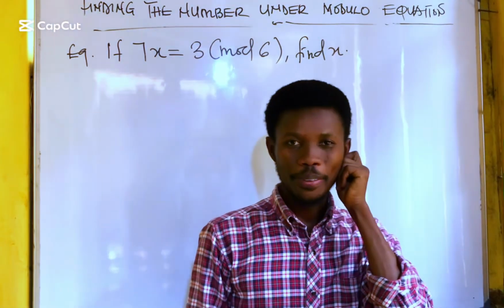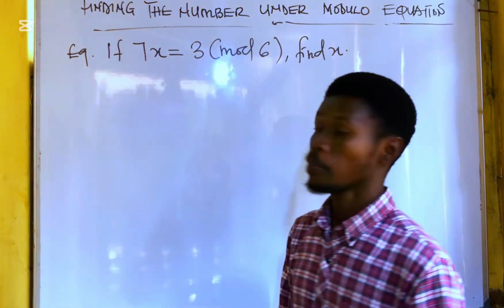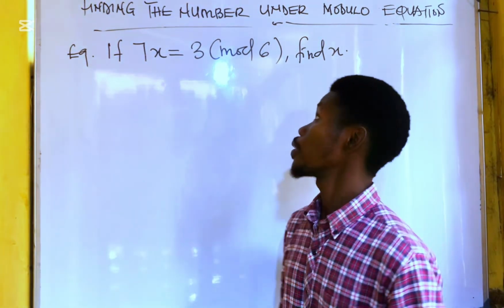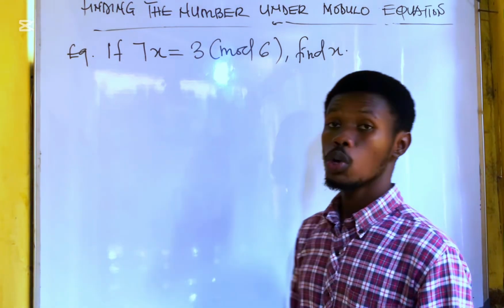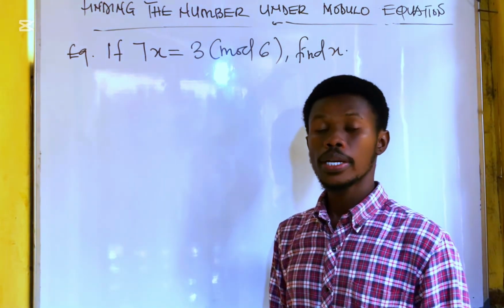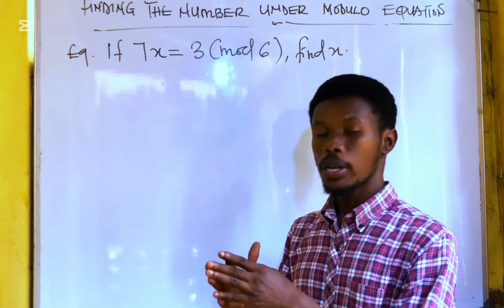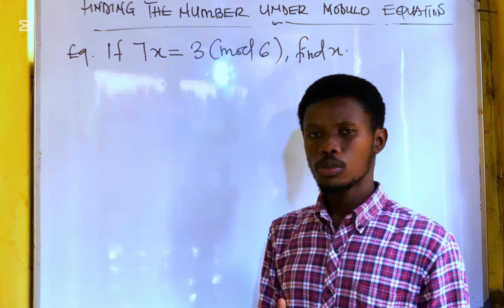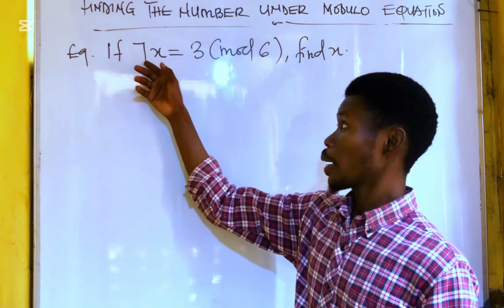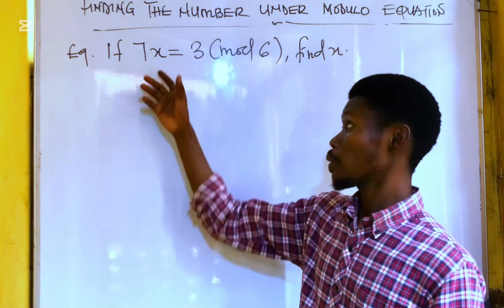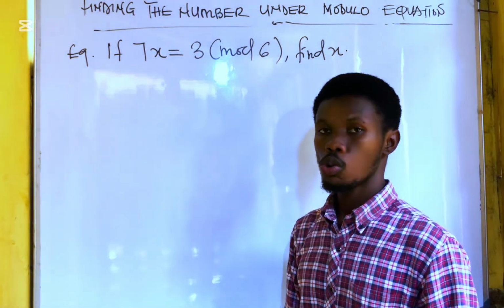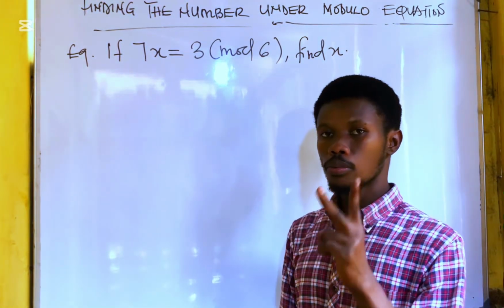Okay, welcome. Let's look at this topic, finding the number under the modulo equation. First, we looked at modulo equations where the modulo is not given. But in a case where the modulo is given, but the number is not given, what do we do? Because here it is 7x, and you don't know what x is. So when you want to do this, we have two ways of doing this.